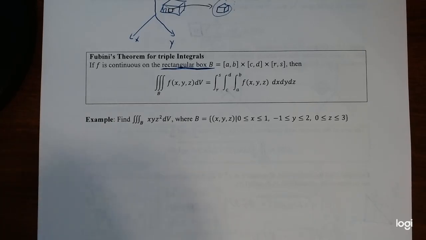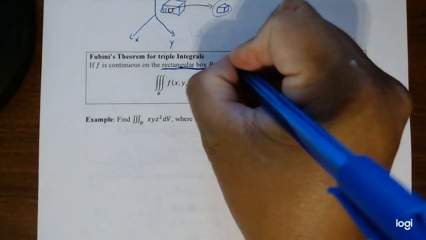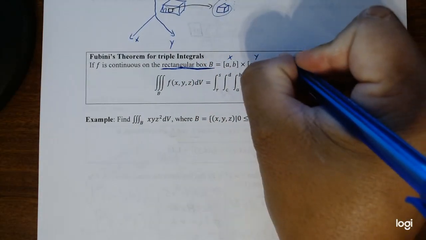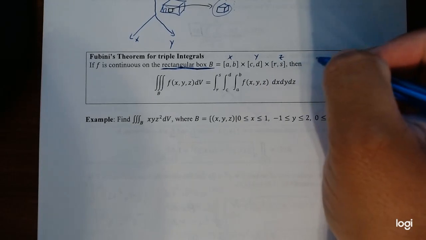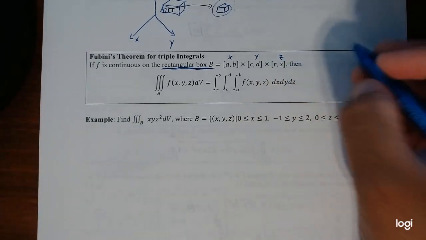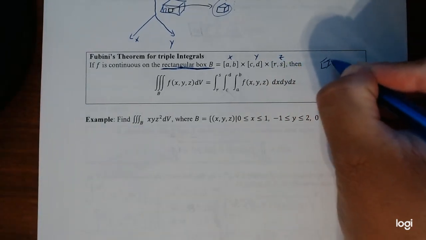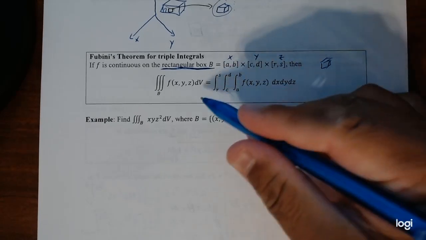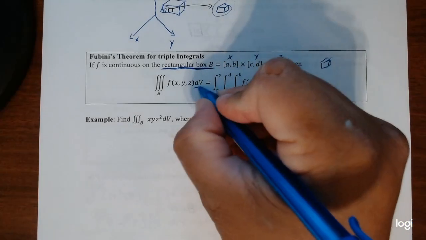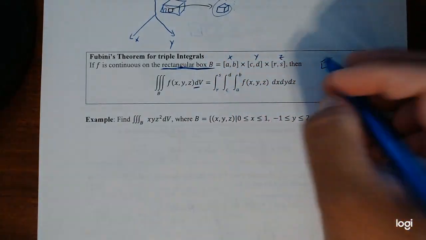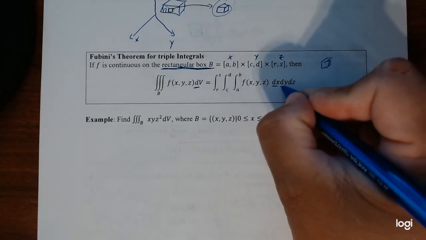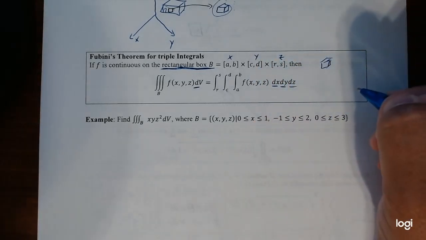So given a box where X is from A to B, Y is from C to D, and Z is from R to S, this little individual box itself. Then the triple integral of this function gives us the volume in terms of all 3, X, Y, and then Z.